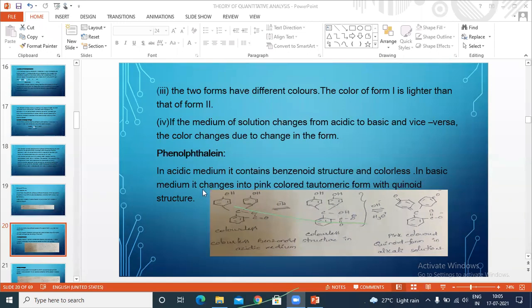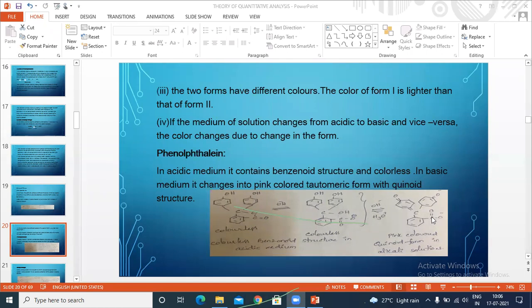In basic medium, it changes into a pink color, a tautomeric form with a quininoid structure. The benzenoid structure in acidic medium has no color, or a very light color, so simply we can say it is colorless. When it is in the basic medium, that means by adding OH minus ions in the equilibrium, the forward reaction, the benzenoid form is converted into the quininoid form.